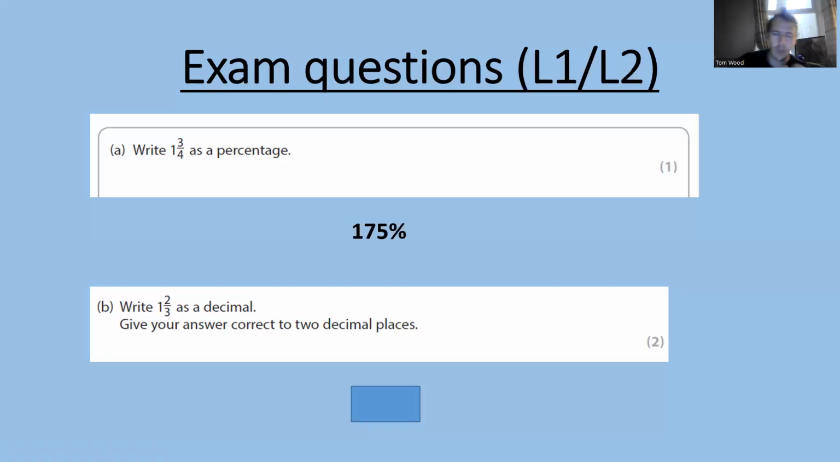Part B then, so this is one that was from a level 2 paper. So again, you can see there we've got the 2 marks involved. So write 1 2/3 as a decimal. Give your answer correct to 2 decimal places. So this is what I was saying about that recurring decimal. If I were to try and solve 2/3, it will be 0.666666666 going on forever. So in this case, because we've got the 1 there as well, it'd be 1.6666666 forever. We just need to obviously write that and then make sure that we're cutting it off at 2 places.